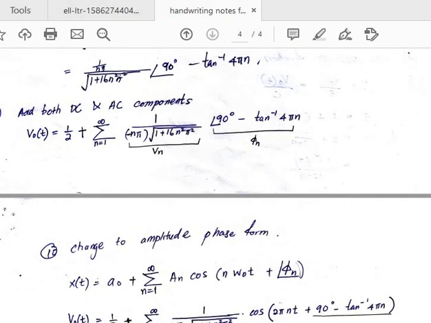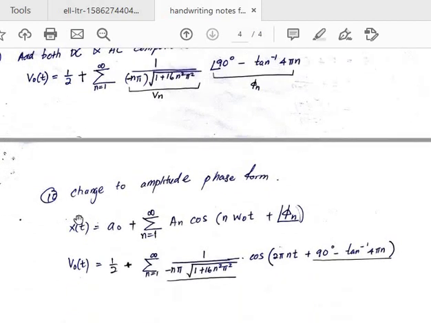Then you can also change it to an amplitude-phase form: x(t) equals a naught plus An cos(n omega naught t plus phase theta n). So you can change it to the amplitude-phase form.